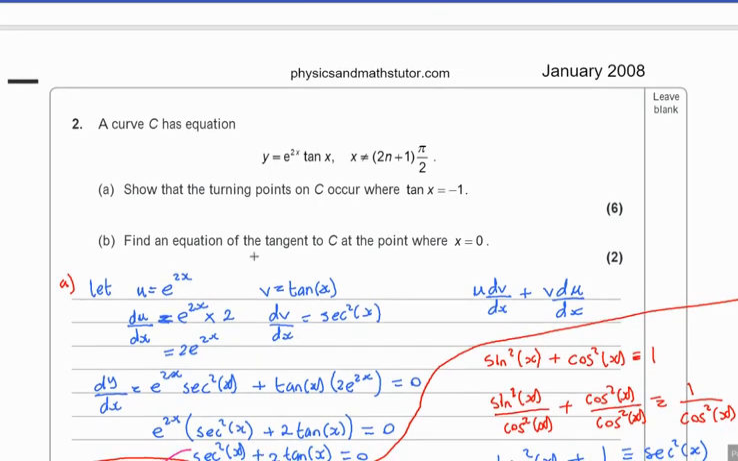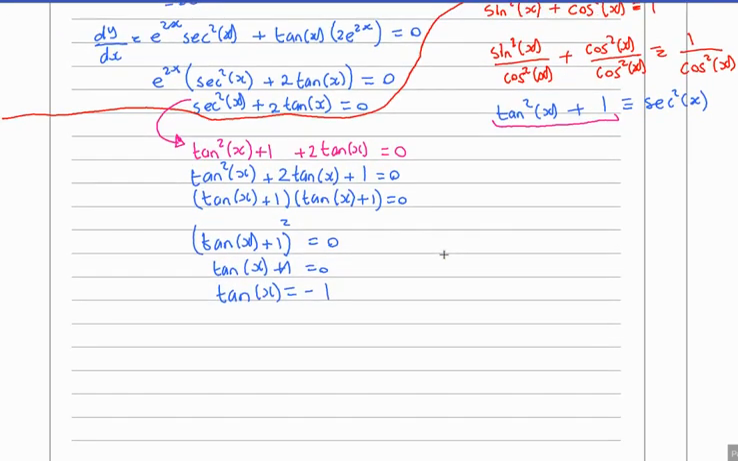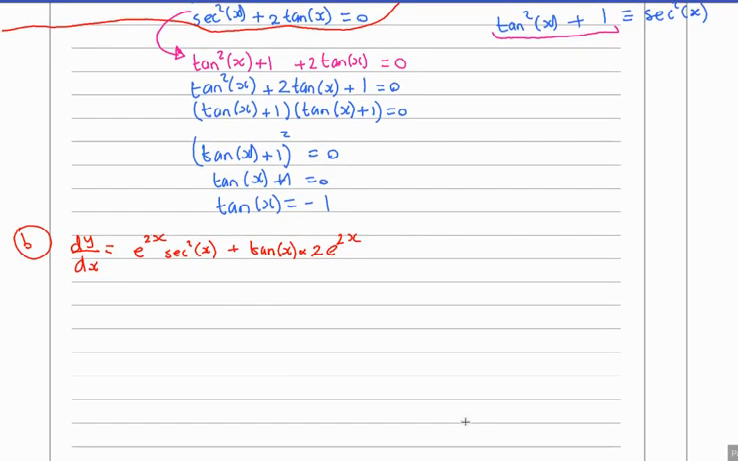And the second part is to find an equation of the tangent to C at the point where x equals 0. With part B, we need to take our dy/dx. So let's just remind ourselves, dy/dx was equal to e to the power of 2x times sec squared x plus tan x times 2e to the 2x, and we want to know at the point x equals 0.